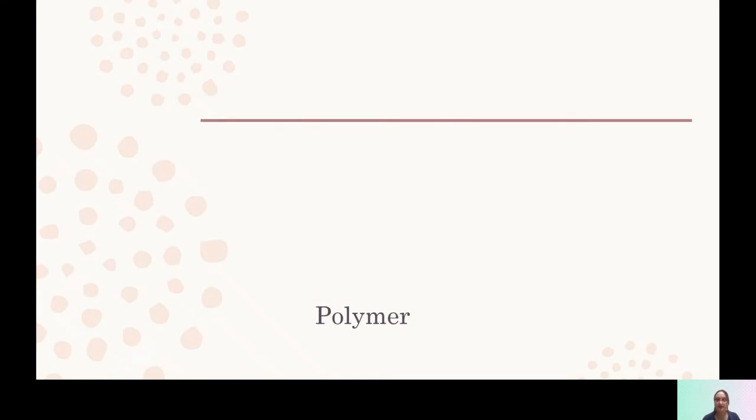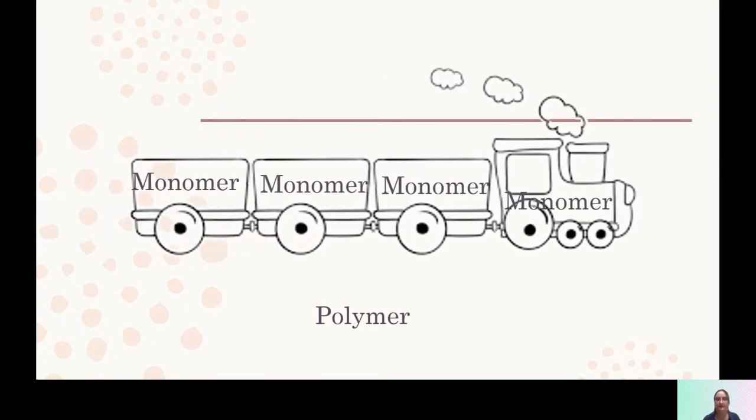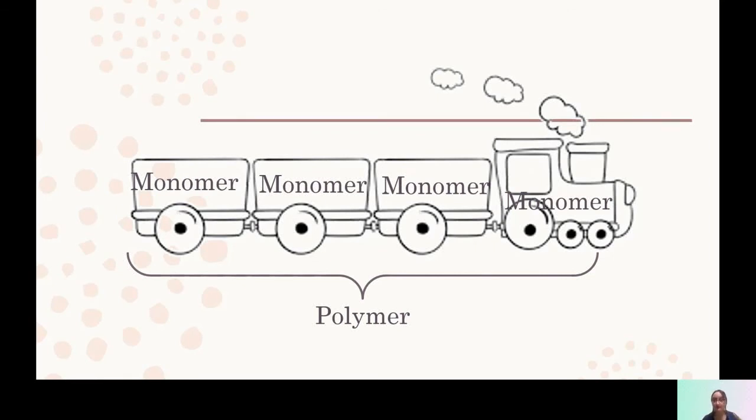So if you think about it, it's kind of like a train. Each car on the train is a monomer. It's one car. When you put all the cars together, that makes a train. That's the polymer. So mono, one, poly, many. So once you have all those train cars bound together into one large train, that is the polymer.